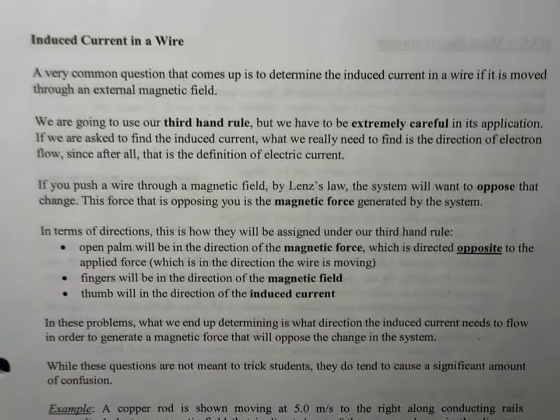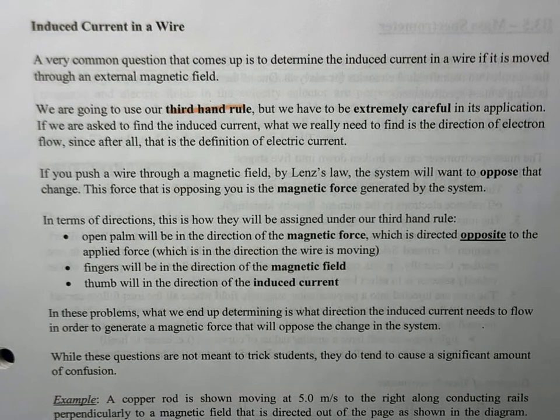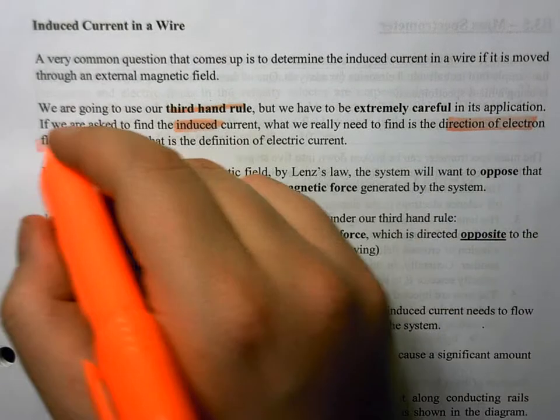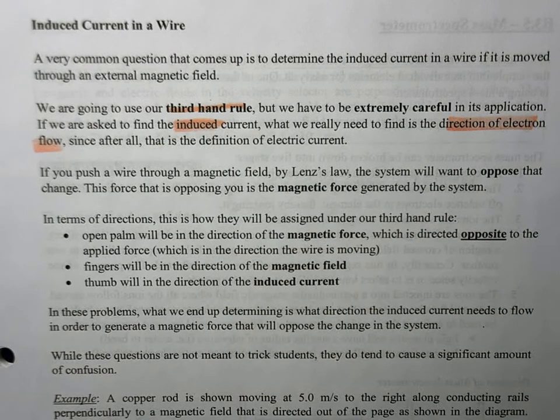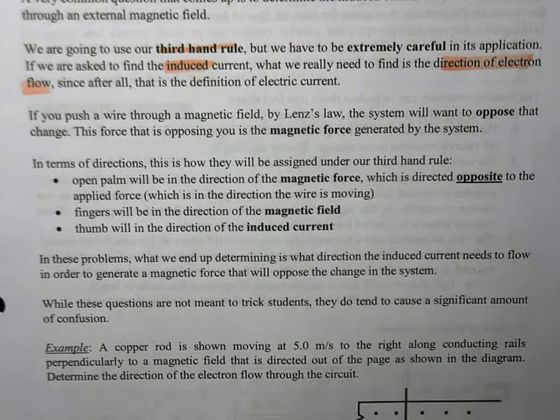So for these induced currents in the wires, we're going to use the third hand rule. So we're going to use that relationship between magnetic force, magnetic field strength, and current direction or velocity, depending on what's going on. We just have to be really, really careful. If you're asked to find the induced current, what we're really just asking you to do is to find the direction of the electron flow, since this is the definition of electric current, because again in Alberta we don't use conventional current.